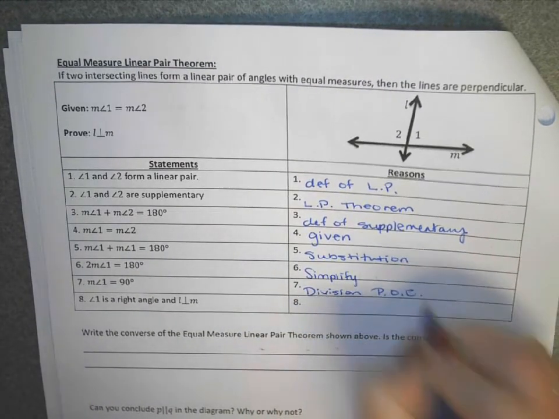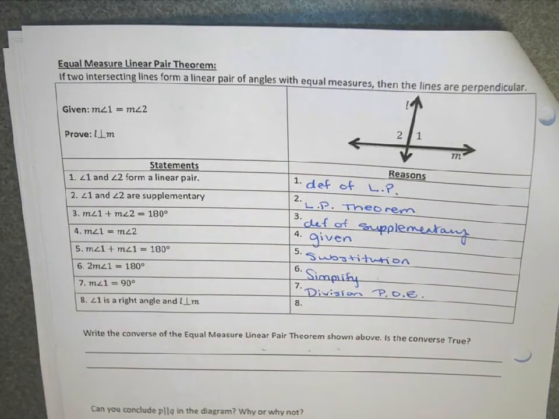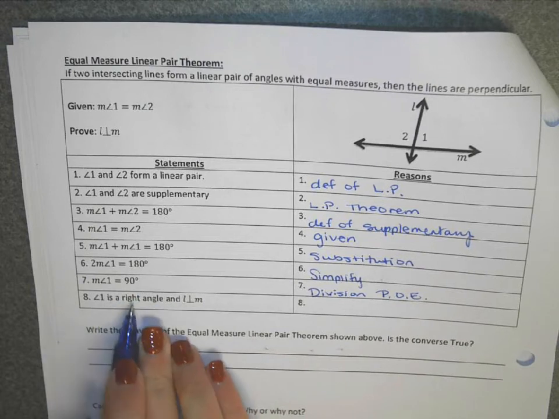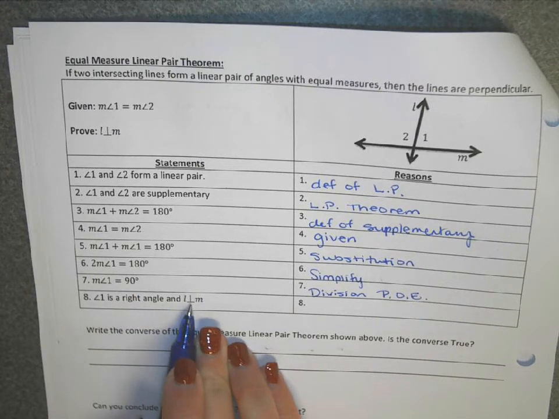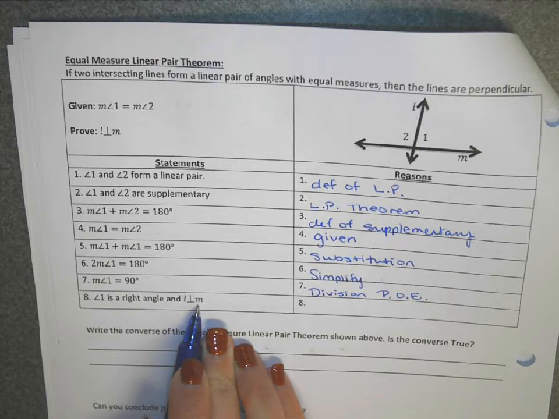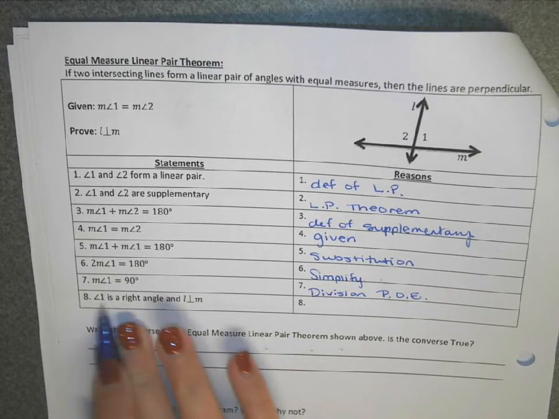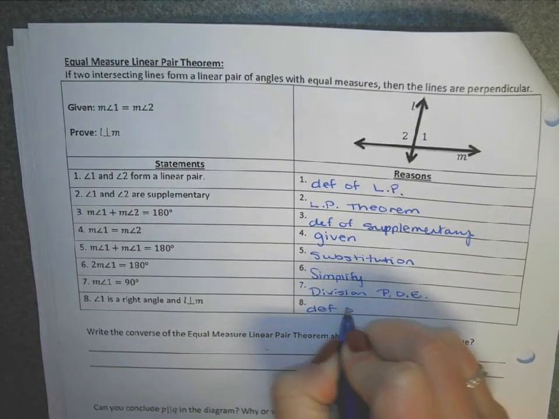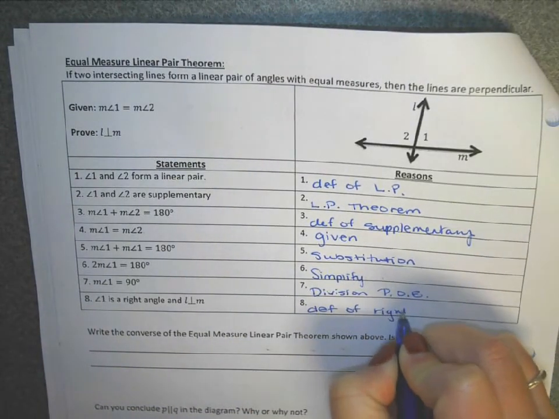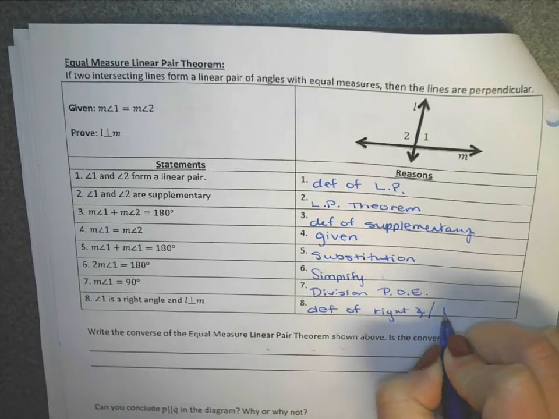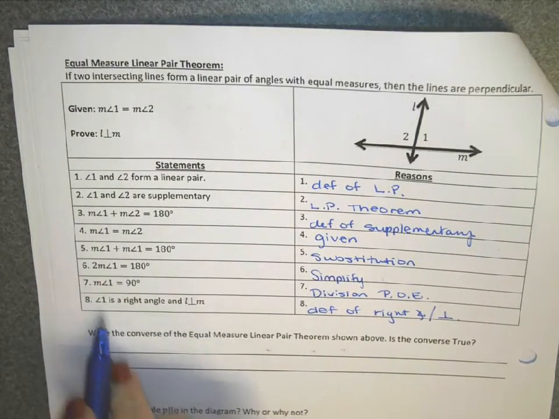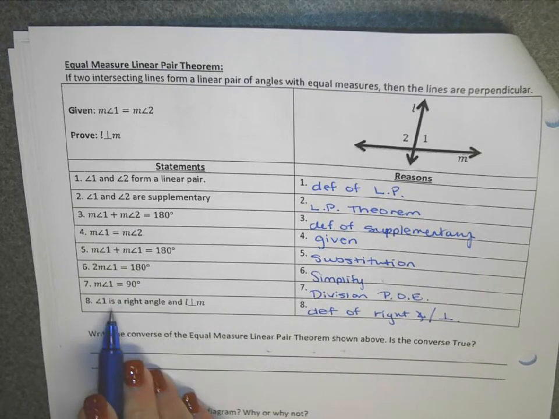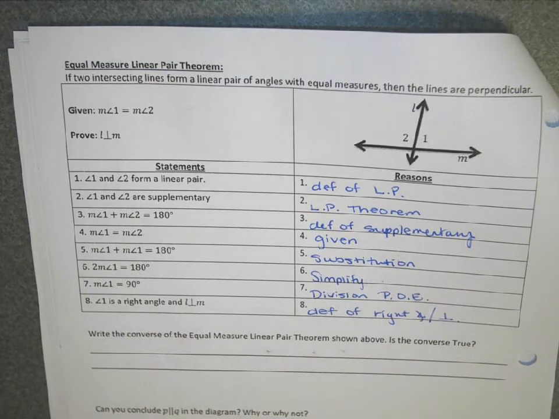division property of equality. Okay. And then the measure of angle 1 equals 90 tells us that angle 1 is a right angle and L is perpendicular to M. That comes from the definition of a right angle and the definition of perpendicular. So the definition of right angle slash perpendicular, because 90 is a right angle by the definition of a right angle, and then if it's a right angle, they are perpendicular because that's the definition of perpendicular.